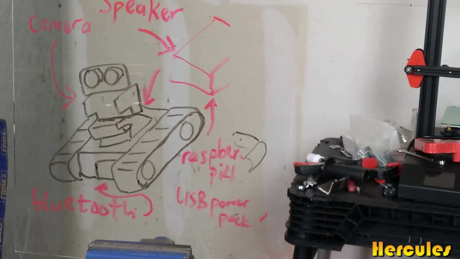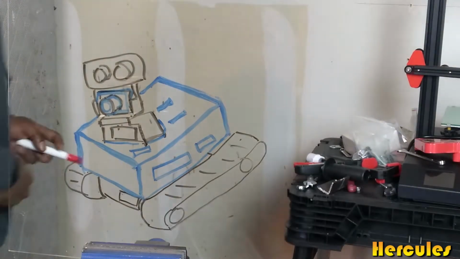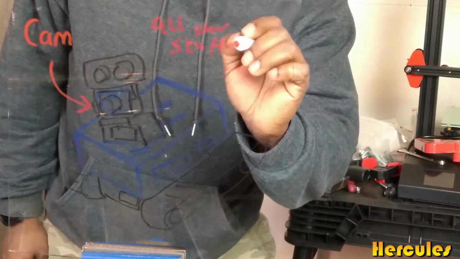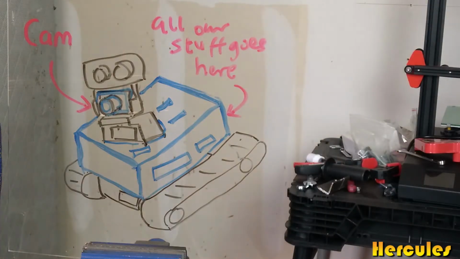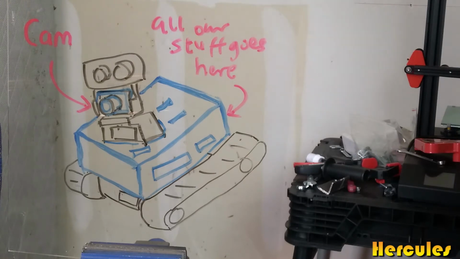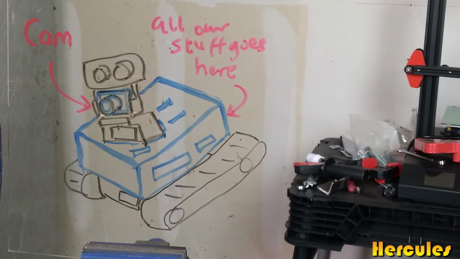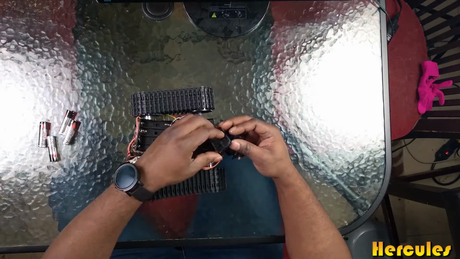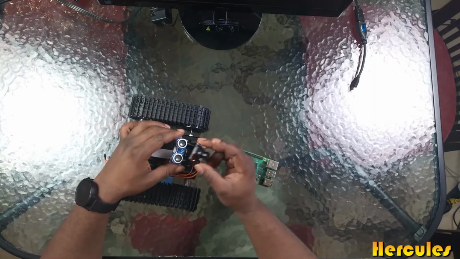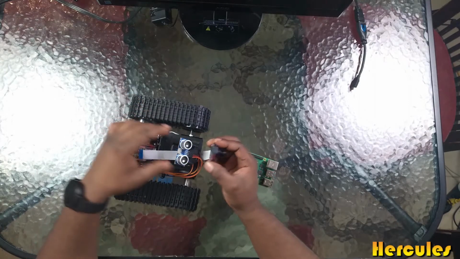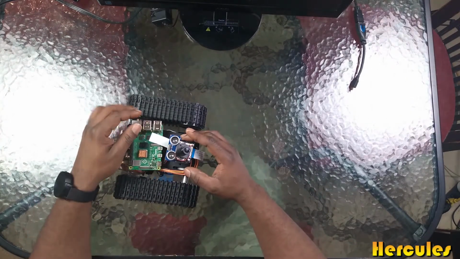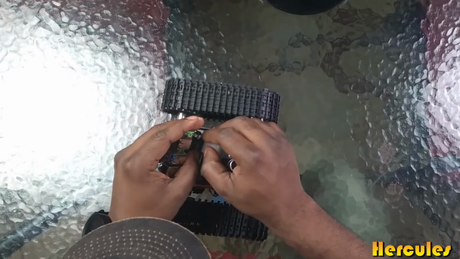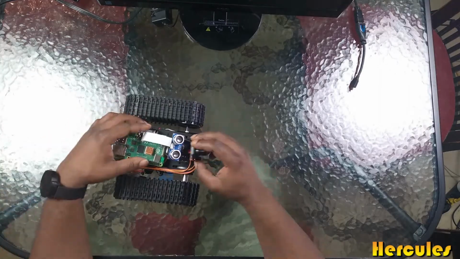To make it clearer, this is what our robot will look like. The cam goes here, and all our stuff goes here in the box. So let's get to work. I start by disassembling the Honor robot and adding a camera module. Also, I'm adding a Raspberry Pi 4, 8GB RAM.